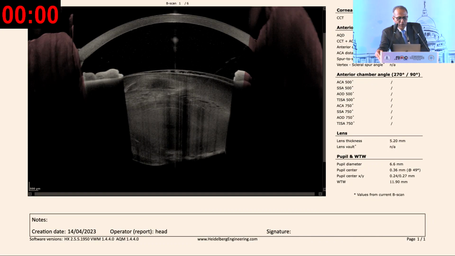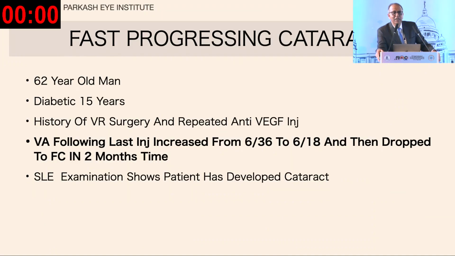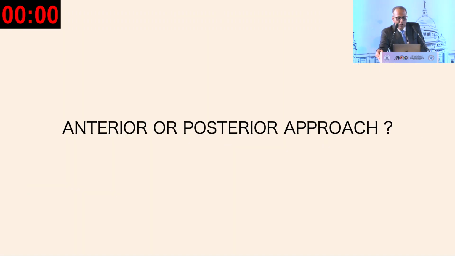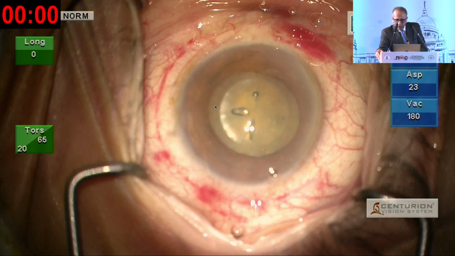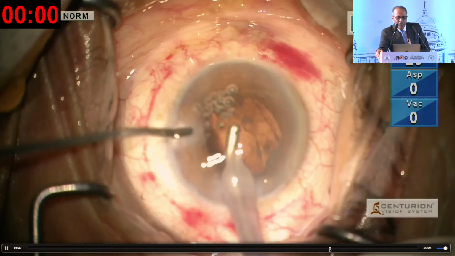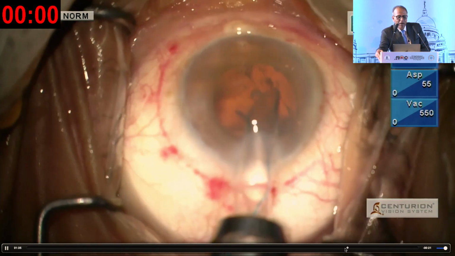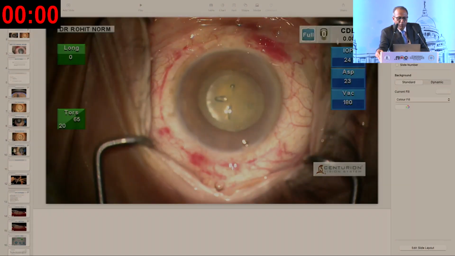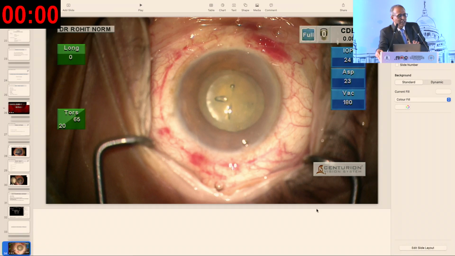So this is another situation I would like to show, where this patient had multiple anti-VEGF injections. The visual acuity improved from 6/36 to 6/18 and dropped to finger counting in two months' time. In this case also, low fluidics were used, and by using low fluidics we created a situation wherein we were able to save the nucleus from going behind, and the IOL could be easily completed. So friends, whenever we have a PCR, the most important thing to bear in mind is that we take care of fluidics.